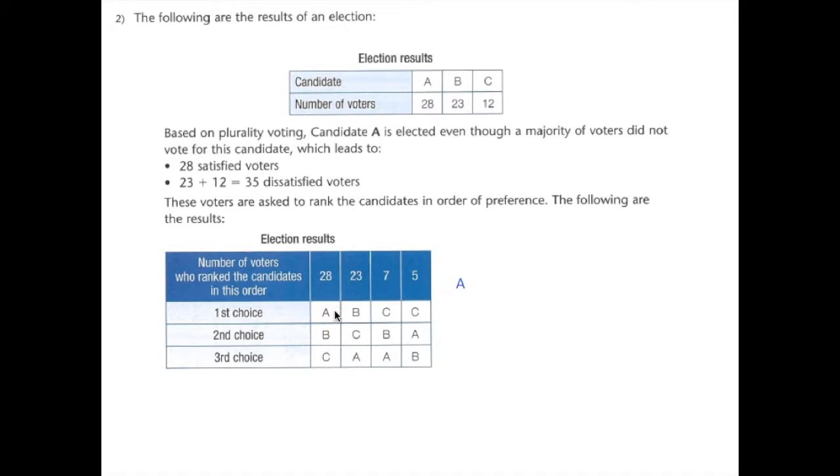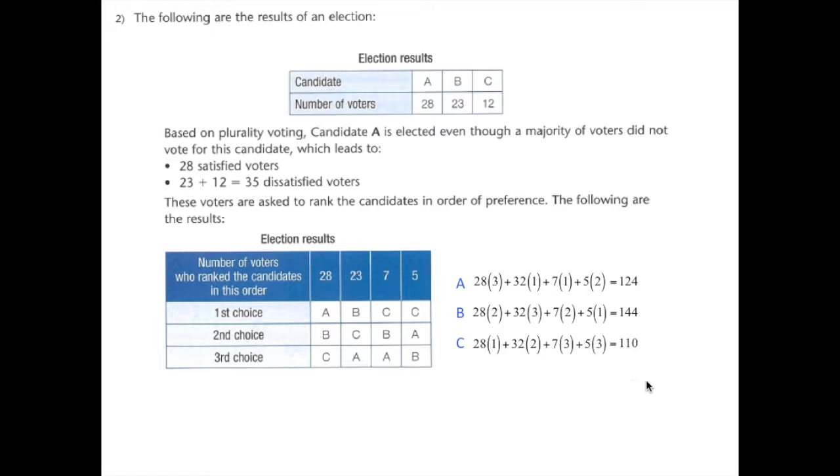For A, use the Borda count: 28 times 3 plus 23 times 1 plus 7 times 1 plus 5 times 2. If it's the first choice, it gets 3 points. If it's second choice, 2 points. If it's third choice, only 1 point. Add those up. That gives 124 points to A. For B, we have 28 times 2 plus 23 times 3 plus 7 times 2 plus 5 times 1, which is 144 points. For C, we have 28 times 1 plus 23 times 2 plus 7 times 3 plus 5 times 3, and that gives us 110.